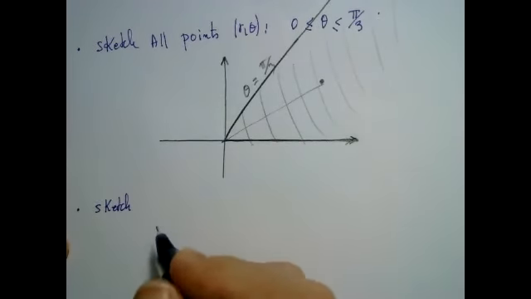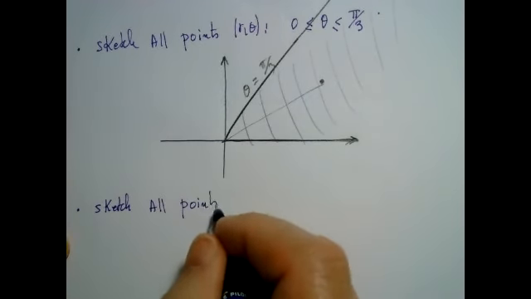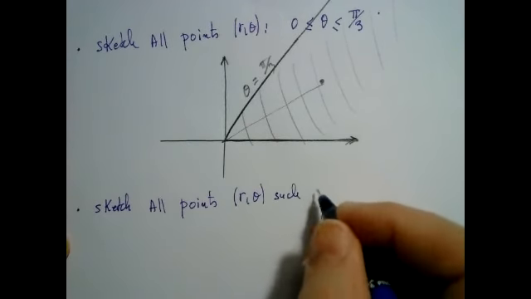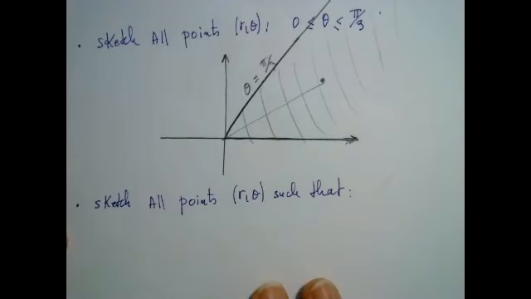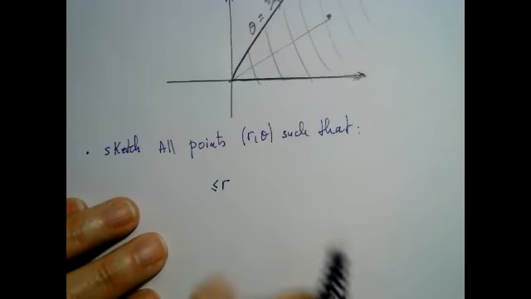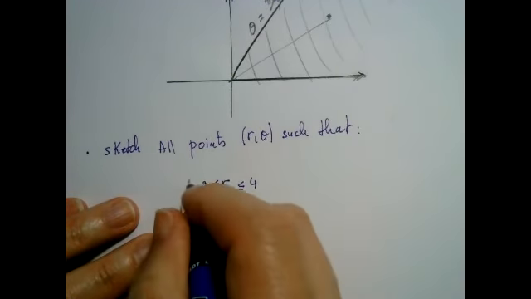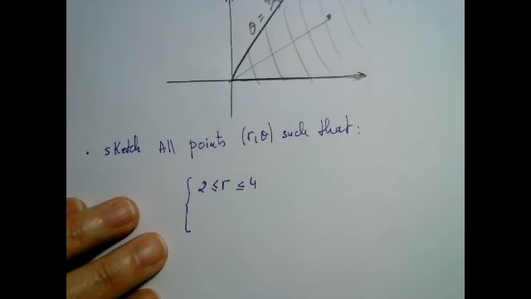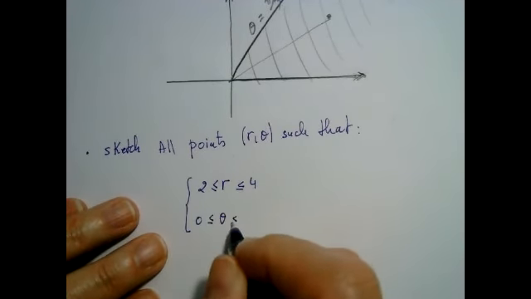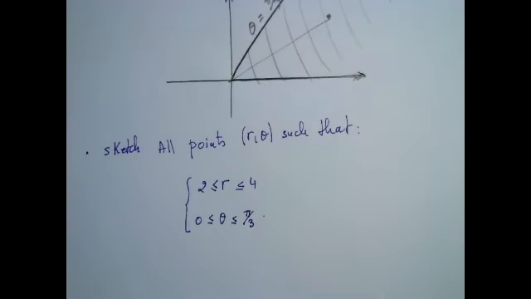So now I'm going to ask you the following. Sketch all points r, theta that satisfy the following condition: r, which means how far away they are from the origin, is between 2 and 4, so the distance to the origin is between 2 and 4, and the angle is between 0 and pi over 3. How does the picture look?